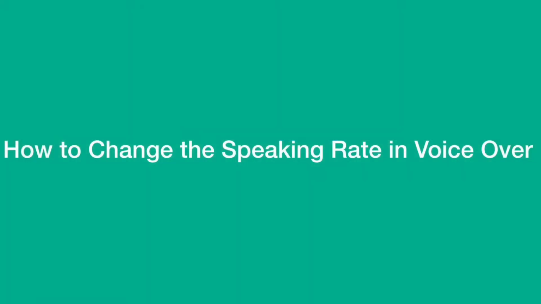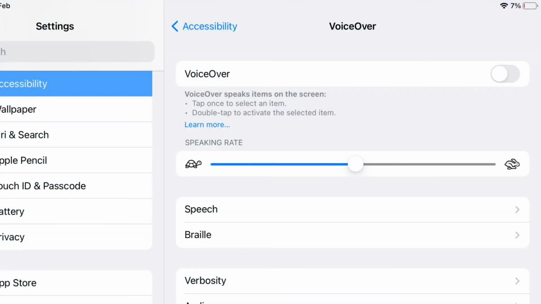Next, we will take a look at how to change the speaking rate in VoiceOver. You can change how quickly the VoiceOver speaks to you. For example, you can slow it right down, or you can speed it right up. This is easiest to adjust when the VoiceOver is turned off.